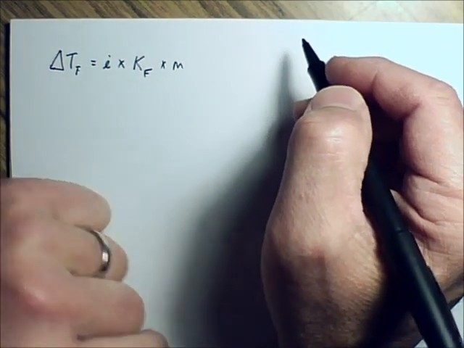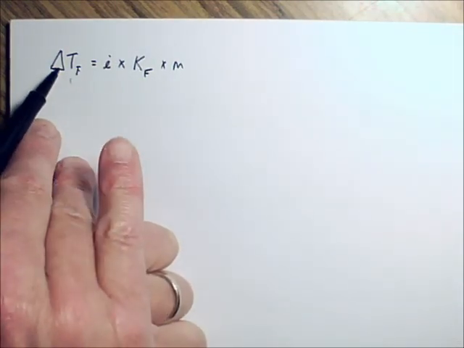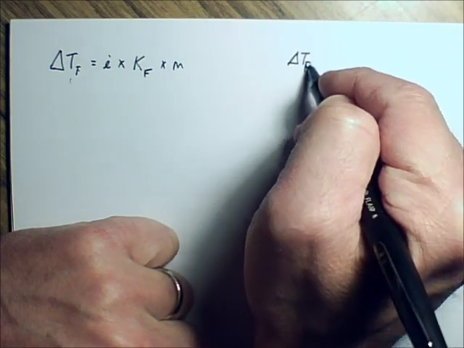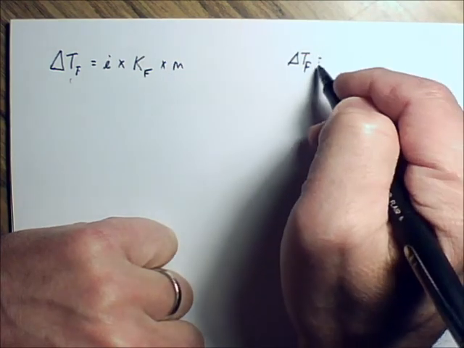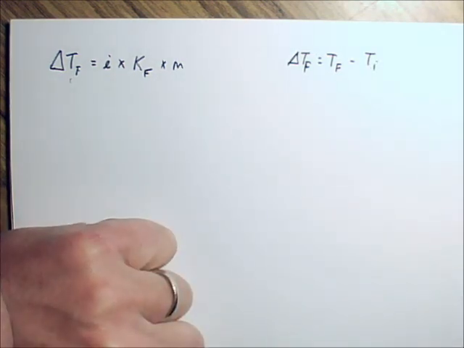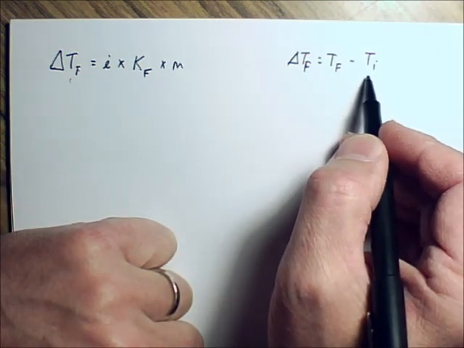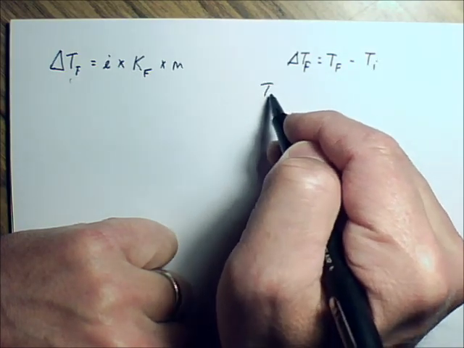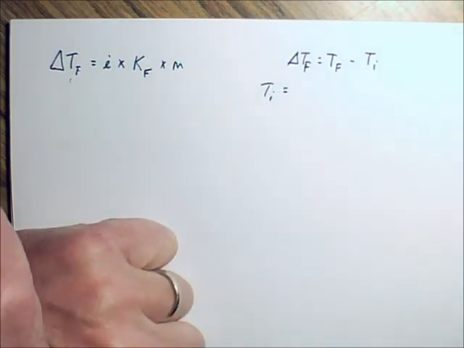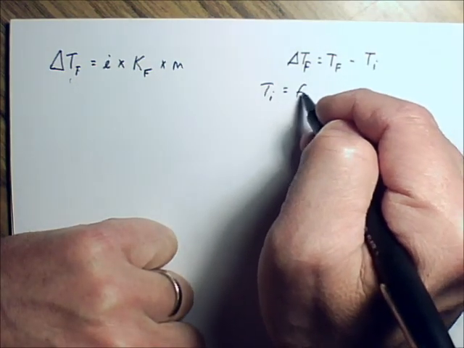All right. The other equation we're going to need is, once we find this change in freezing point, then we're going to use this equation where the change in the temperature of freezing is equal to the final temperature minus the initial temperature. Okay? Now, initial temperature is always the freezing temperature of the pure solvent.